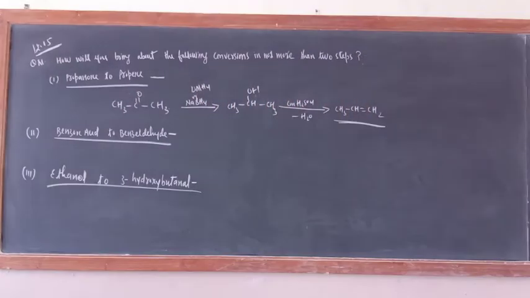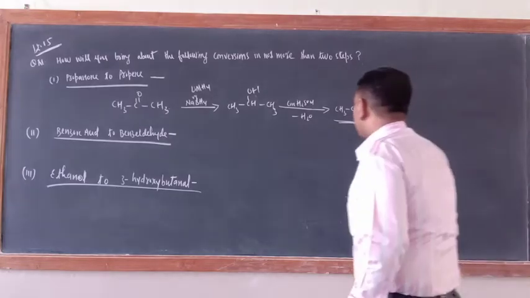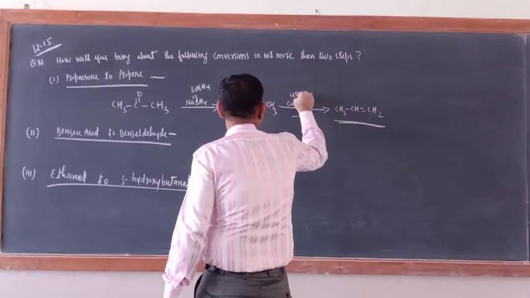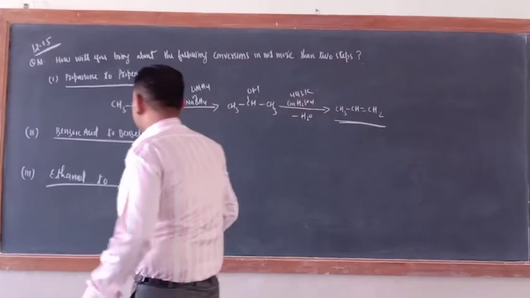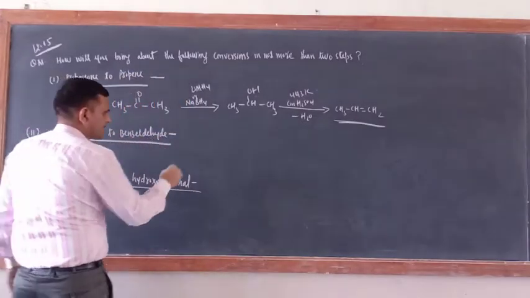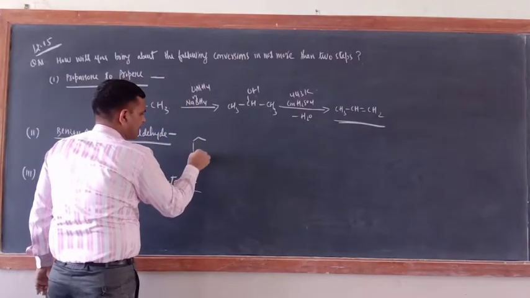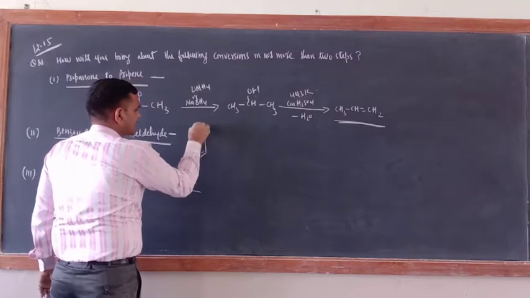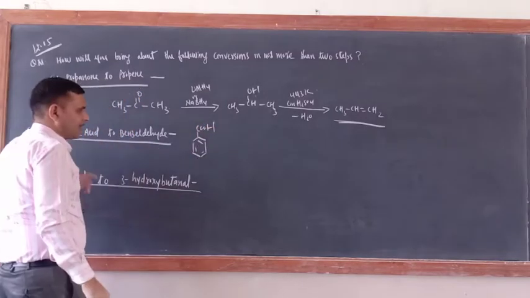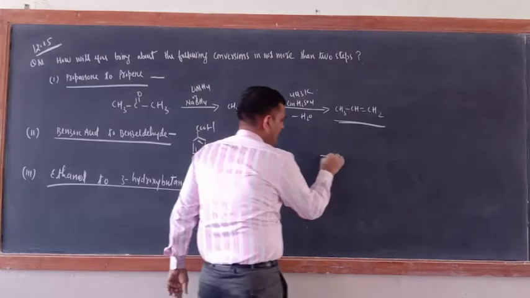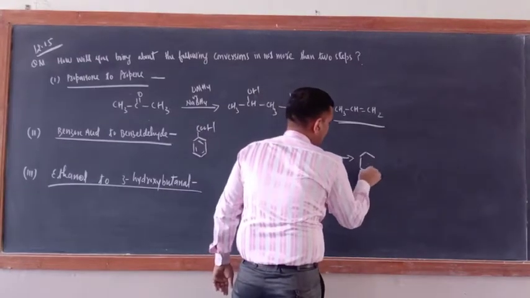Now your basics should be okay. Then only you can carry out this one. Temperature 443 Kelvin. Okay. Next one is benzoic acid. So just see, this is benzoic acid, COOH. And where you have to go? The final product should be benzaldehyde.